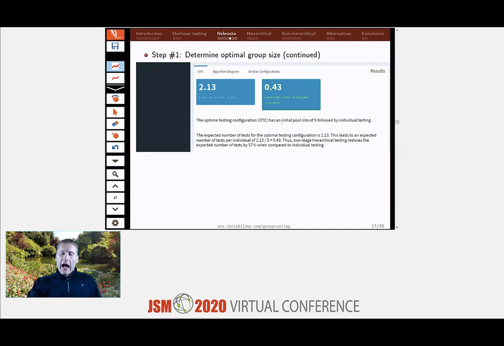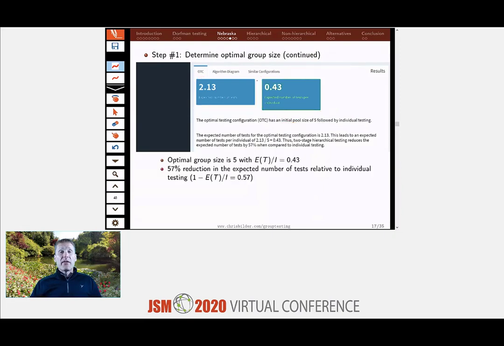So the optimal group size in this particular case is equal to 5. And the expected number of tests when you use this group size is 2.13. Or to put it on a per individual basis, meaning take 2.13 divided by 5, we get an expected number of tests per individual of 0.43.